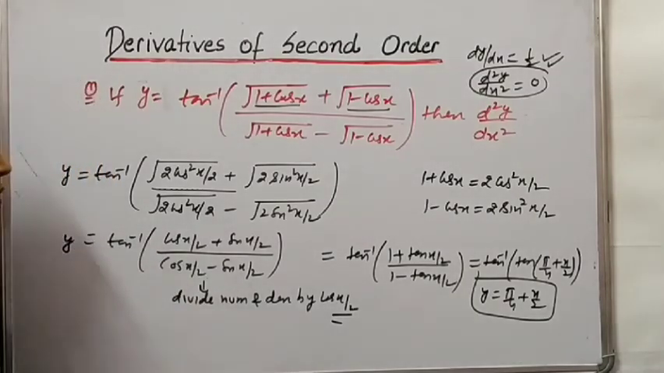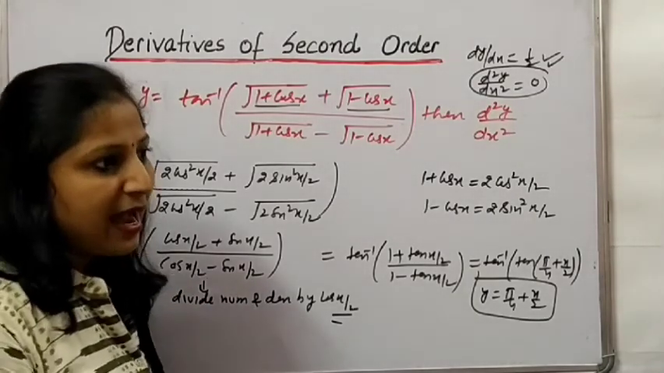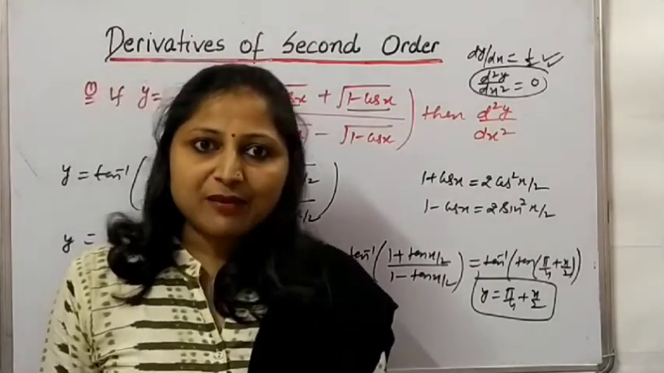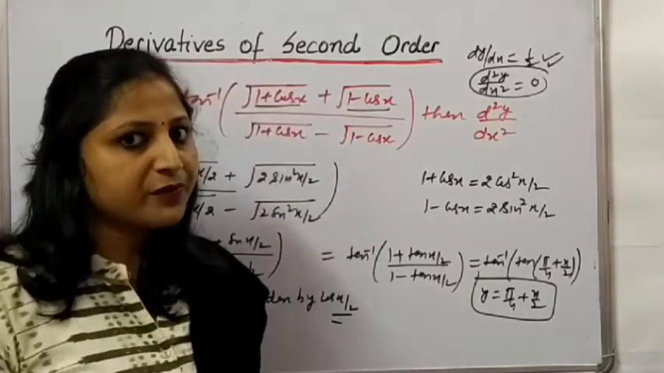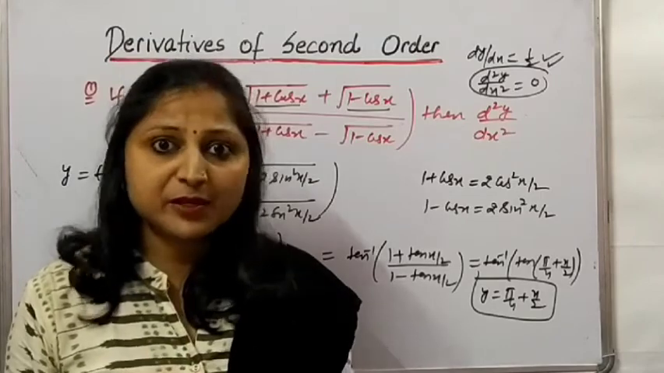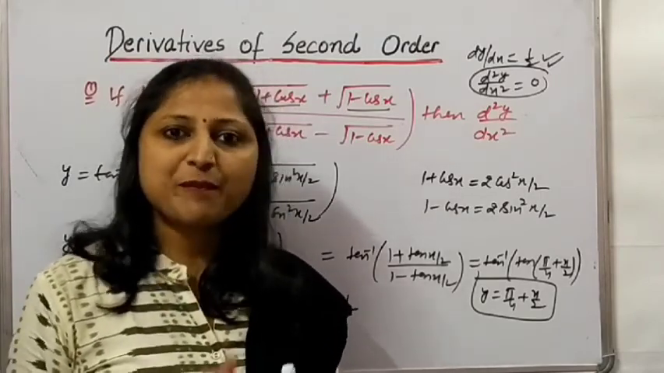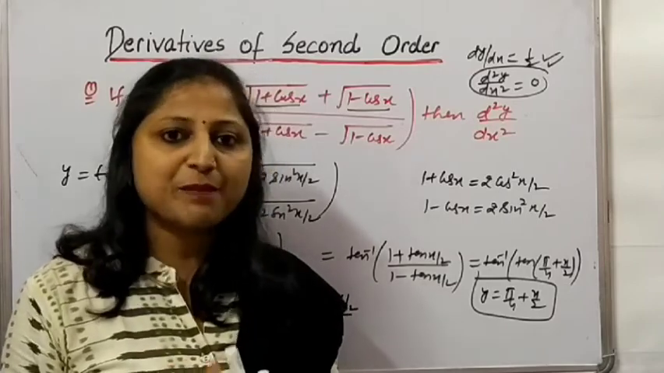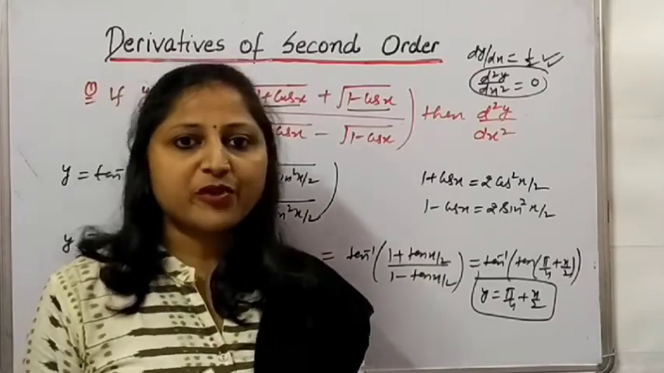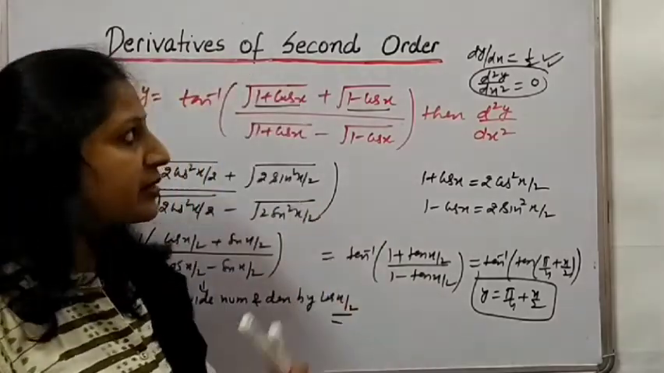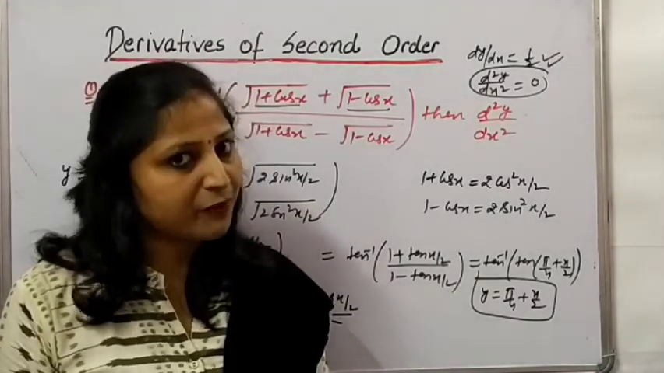So it was all about derivatives of second order, and today we have discussed derivatives of second order in case of explicit functions, and in the next lecture we will study derivatives of second order of parametric functions, right students? So try your questions based on derivatives of second order in case of explicit functions, right?